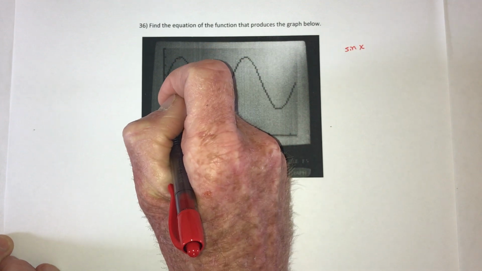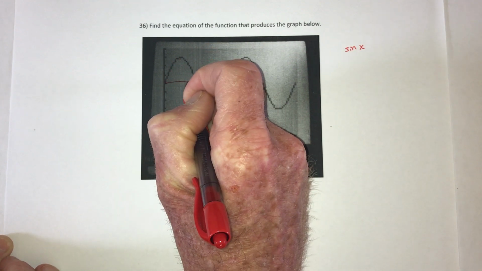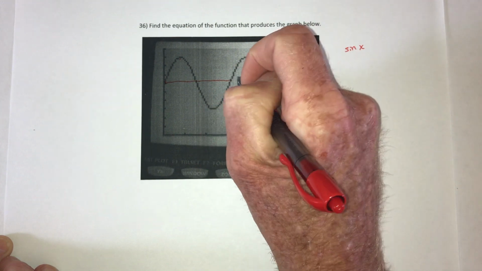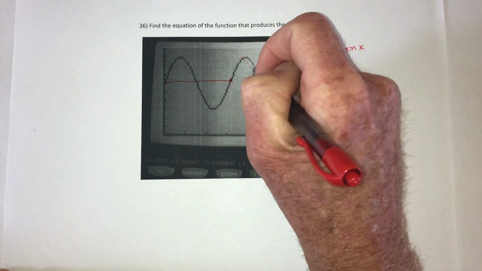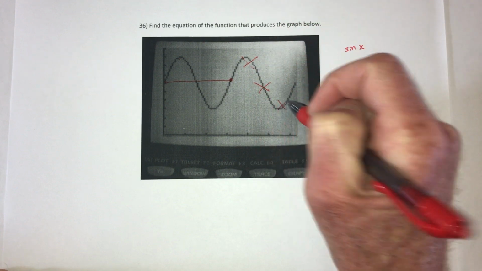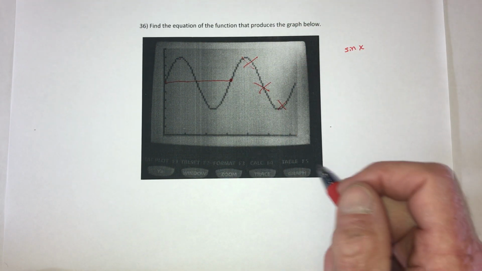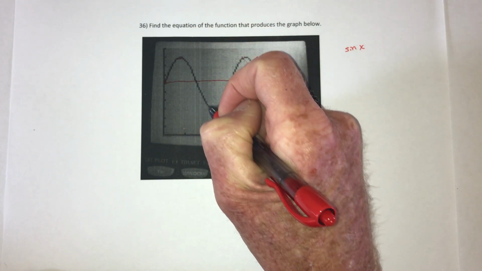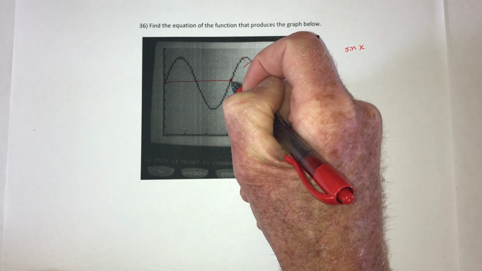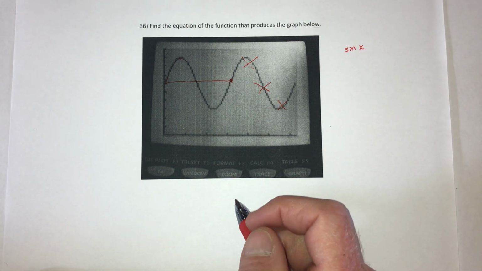So what I could do is draw a line that goes straight across, and right there would be the end of one cycle. So I don't need this other part of the graph. So it starts here, it goes up, hits the middle, goes down, ends in the middle. So that looks like sine.